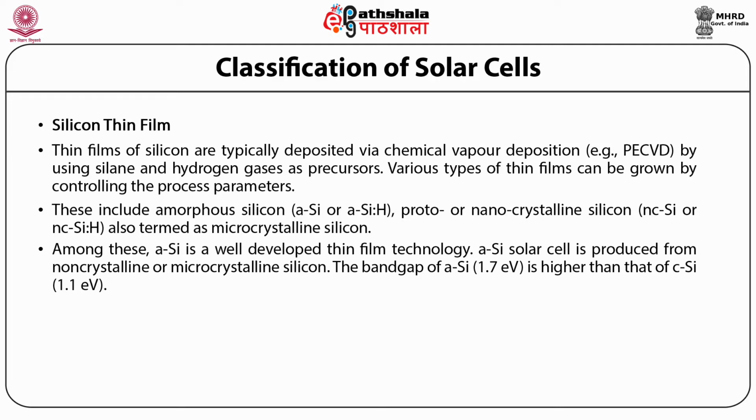The band gap of a-Si, that is 1.7 electron volt, is higher than that of c-Si, which is 1.1 electron volt. Therefore, the visible portion of solar radiation is more strongly absorbed by a-Si than the infrared portion, which has higher power density. Thin film a-Si solar cells are produced by depositing a thin silicon layer on a glass substrate via PECVD.